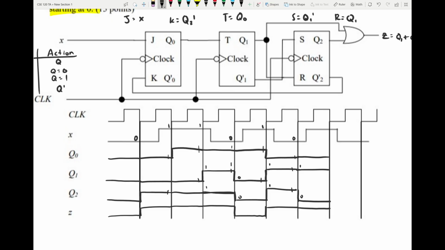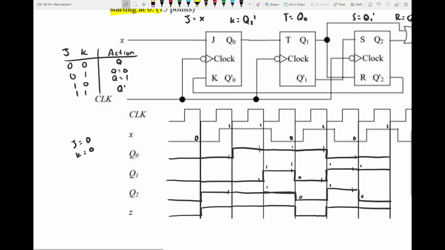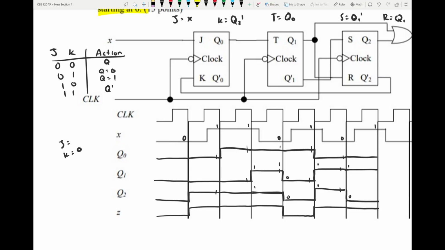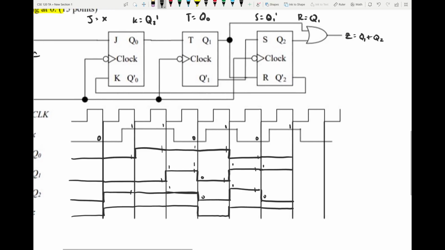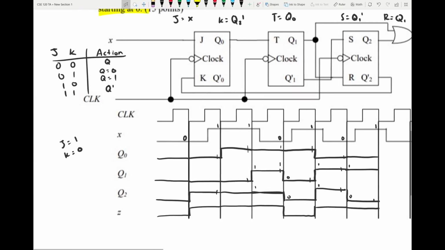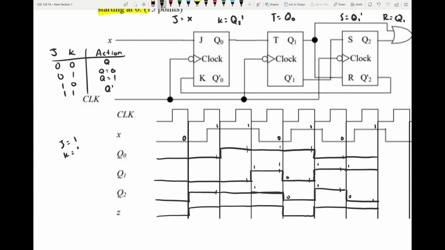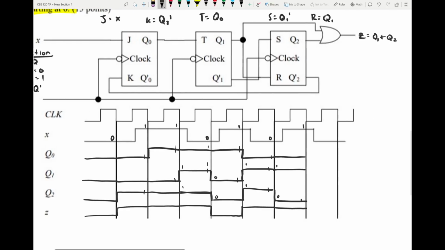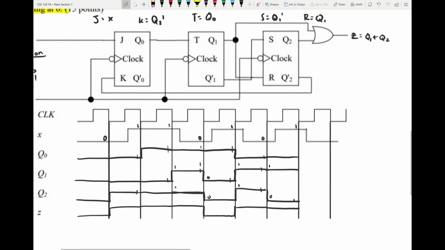Alright, only a couple more cycles to go here. So at this point, X is a 1 again, which means our J is going to be a 1. Now our K, being based on Q2 not, Q2 not was a 0, which means our K is also going to be a 1 again, which means that our Q0 is going to toggle. And if Q0 was previously a 0, that means Q0 will now be a 1.